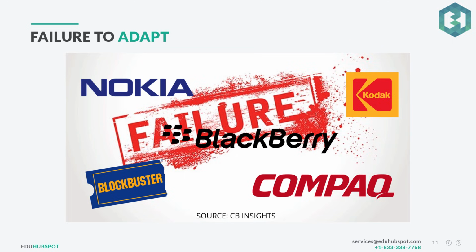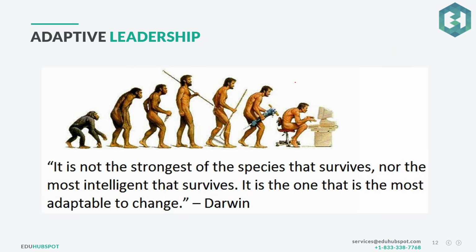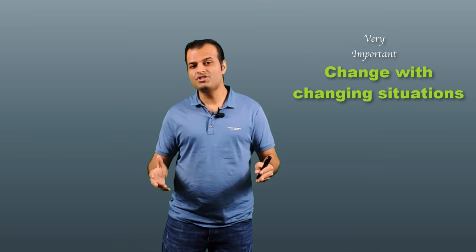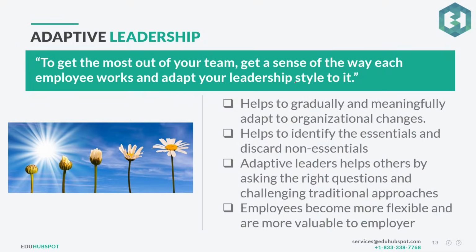Netflix. Now, in the COVID situation, most of the people spend their time on Netflix. But you know what? Before Netflix, it was Blockbuster. I'm pretty sure you might not know about Blockbuster as well. This is what Blockbuster failed to adapt, and you don't even know where it is. Everybody knows Netflix because that's what they do. Adaptive leadership: it's not the strongest of the species that survives, not the most intelligent that survives. It is the one that is most adaptable to change. That's what agile is. If you are not okay to change, then you're not going to succeed. Okay, so it helps to gradually and meaningfully adapt to organizational changes.